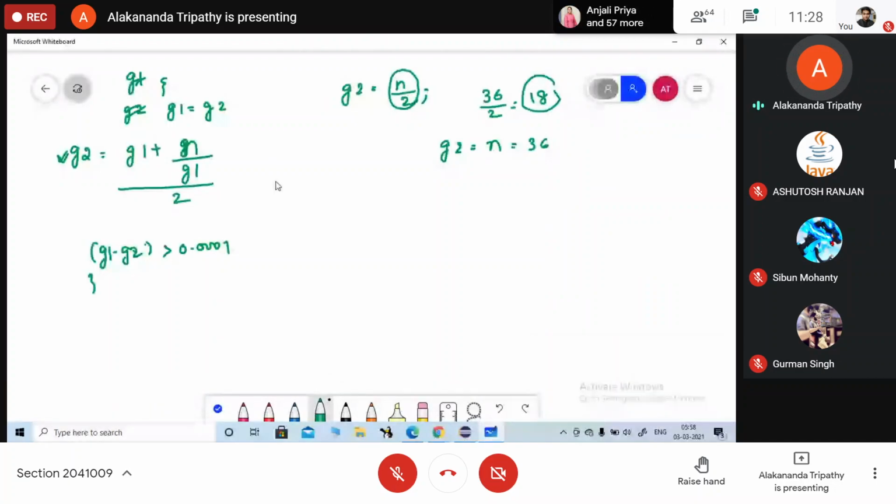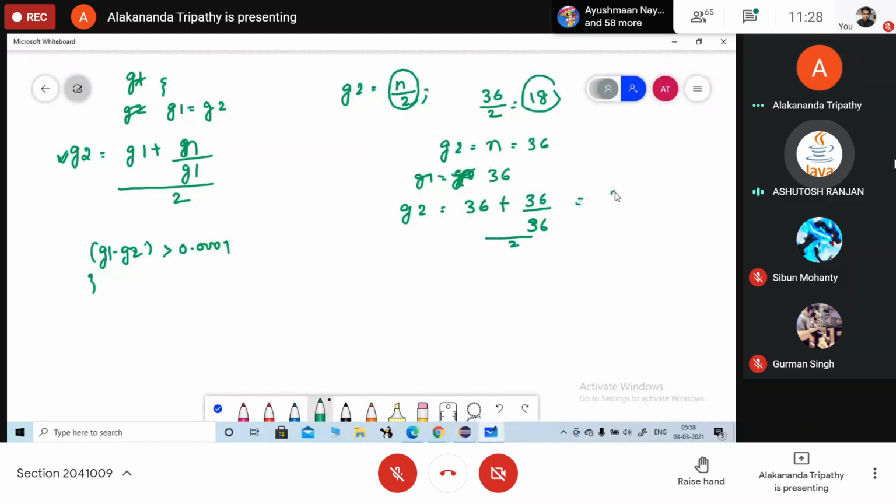देखो G1 में आ गया कितना? 36. Now G2 कितना आ जाएगा? 36 plus 36 by 36 divided by 2. नहीं 36 36 कितना आ गया? What will be the value here? 18.5. 18 point you will get 18.5. Okay, you will get this value.